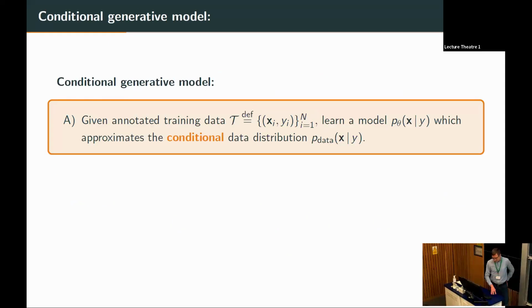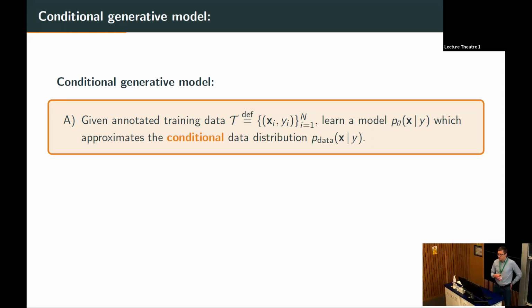Right. So this connection with SMC becomes even more apparent if we look at the variation of this problem, which is conditional generative modeling. Similar to before, this is really about building a generative model that can simulate from some conditional distribution over X conditionally on some variable Y.